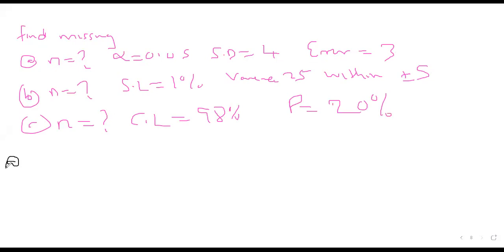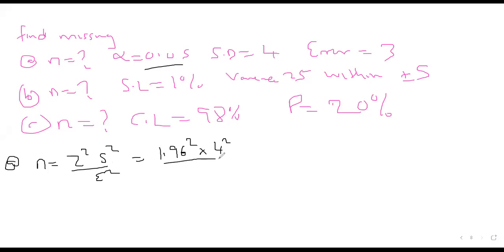So part A, what formula are we going to use? N is equal to Z squared, S squared over E squared. So our Z, what is our Z at 0.05? 1.96. Our standard deviation, what? 4. Let's square it. And our error has been given as what? 3. Compute the sample size.